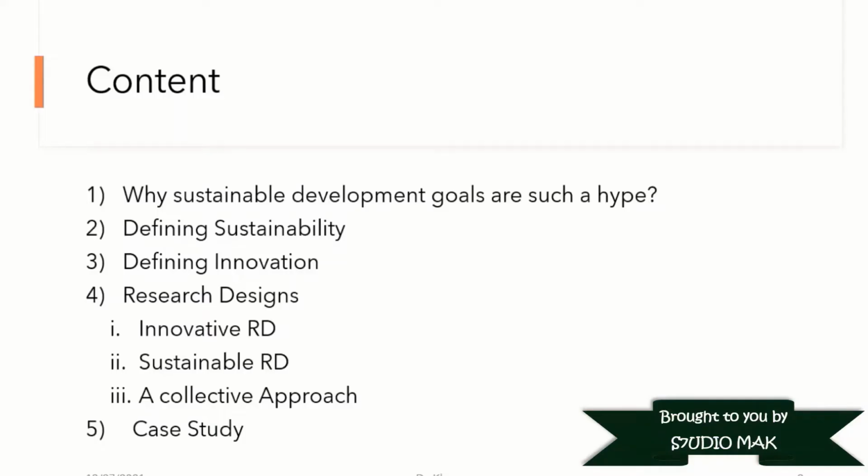Here is a quick outline. We'll start with sustainability. Why is it even such a hype these days? Then we're going to talk about research designs and how they can fit in the concept of sustainability. I just made it up. Sustainability plus innovation. We will discuss using Terra and green buildings as examples. So what do you think? Shall we begin?